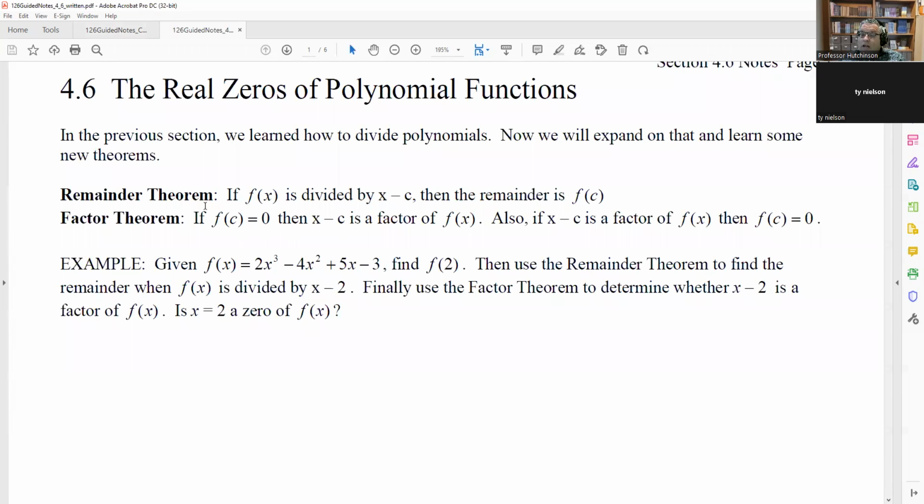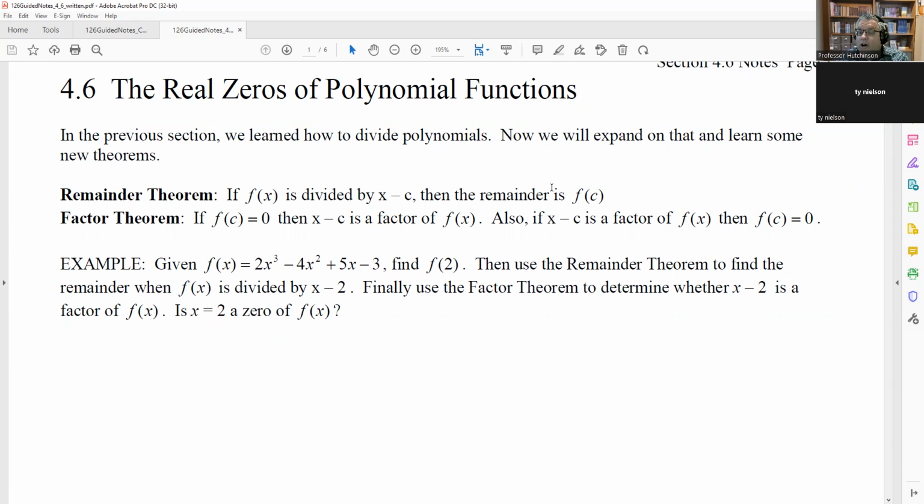The first thing is we've got these two theorems that are here. And so I want to go ahead and use this example down below. That's going to talk about these. But the remainder theorem just says if you're dividing a polynomial by x minus c, then your remainder is the same thing as f of c. So we'll take a look at that a little bit later here. If the remainder is 0, that means that something divides in evenly and it's considered a factor. Okay, so that's what the factor theorem says.